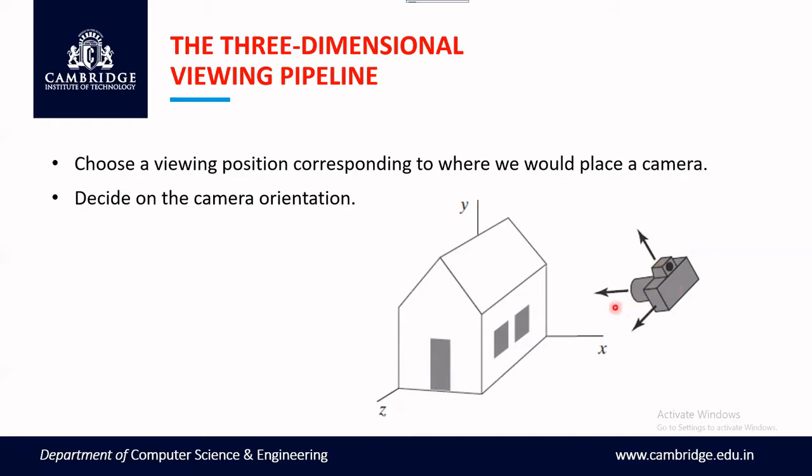Next, it is the camera orientation. Suppose you place it in such a way that the camera is pointed upwards, then we will get the picture of the sky only. If we point it downwards, we will get the picture of the ground only. So if we want this view of the building, we have to point it towards the building. That is your camera orientation.